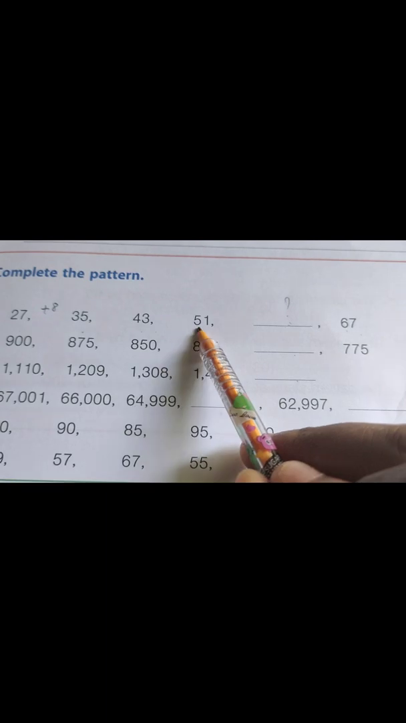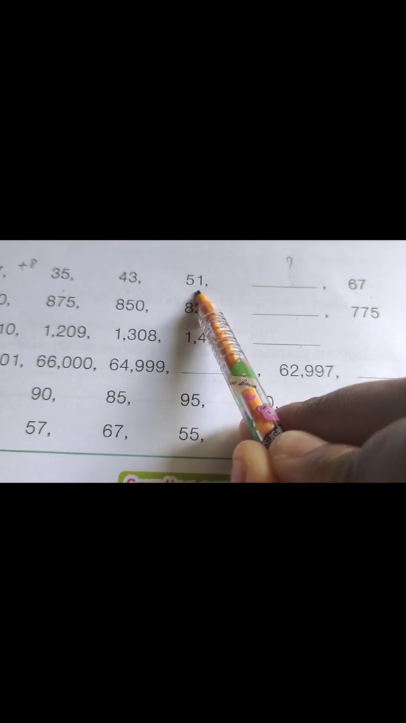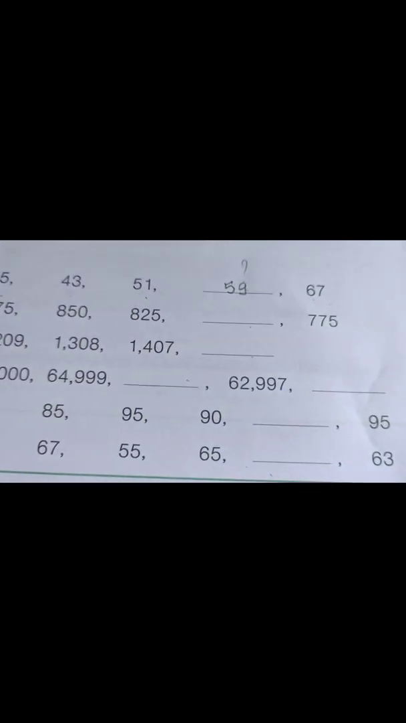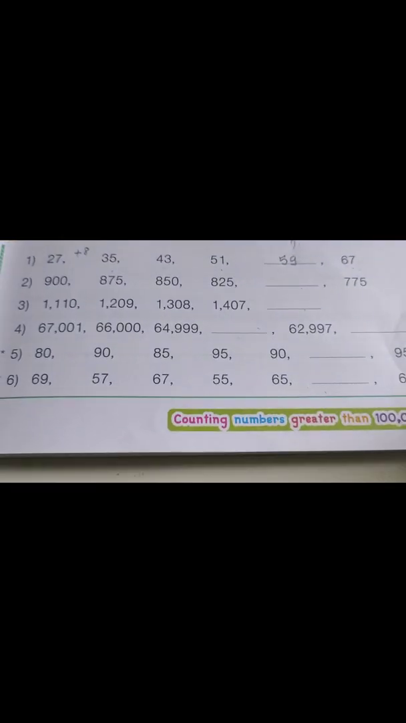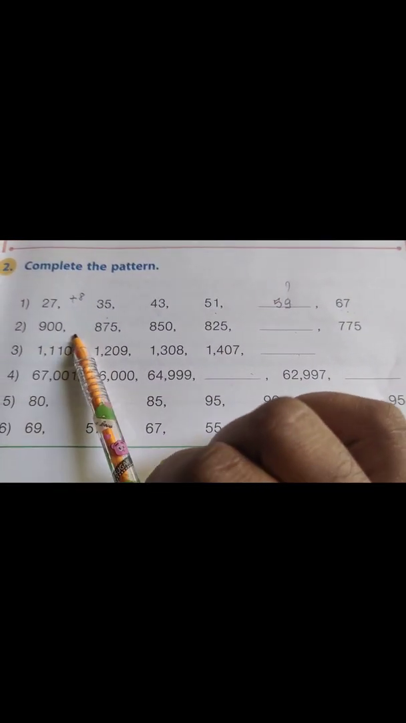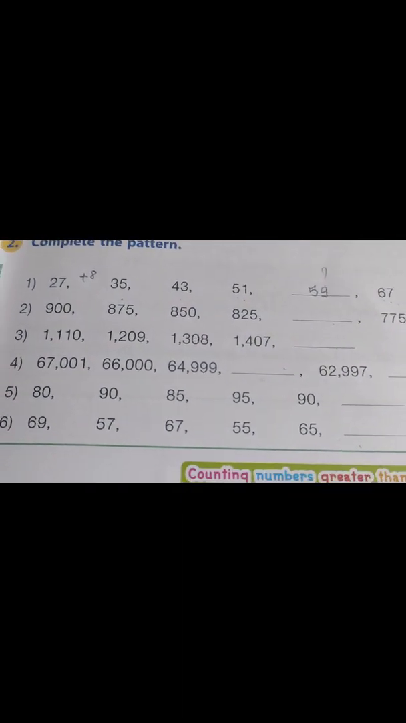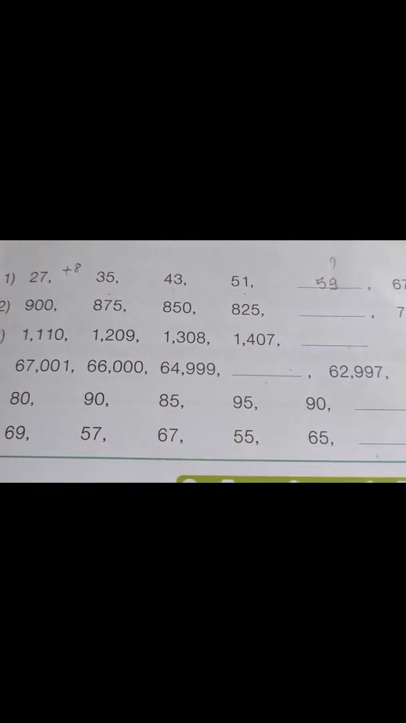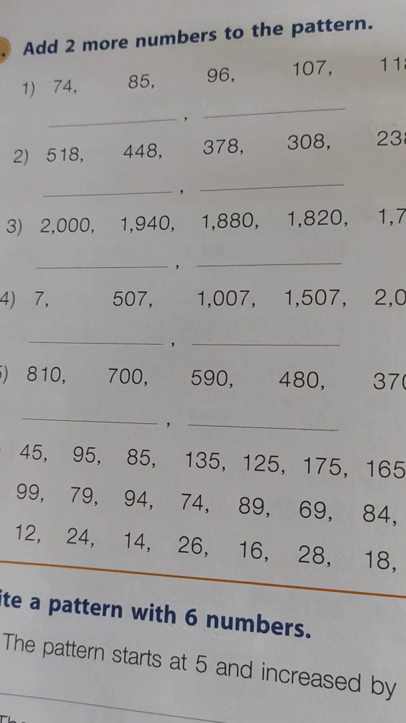35 plus 8 will give us 43. 43 plus 8 will give us 51. And 51 plus 8 will give us how much? 59. And 59 plus 8 will give us 67. So you have to find first if the pattern is increasing or decreasing. If you are going to make an addition or a subtraction before you go to find the number and you fill the blanks. Okay?